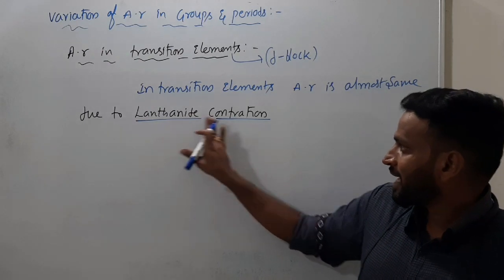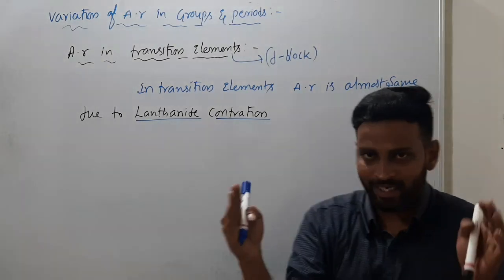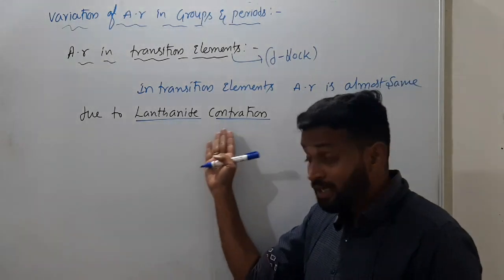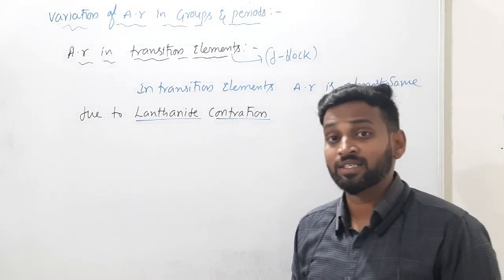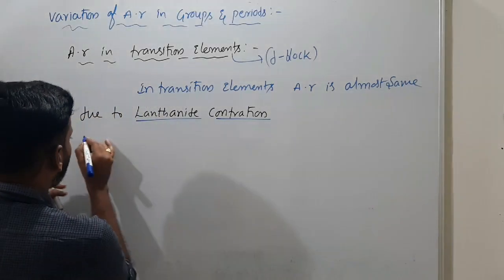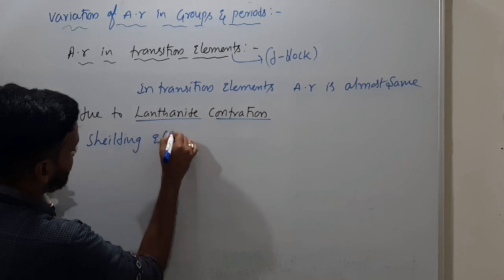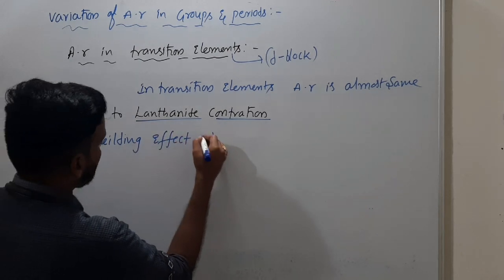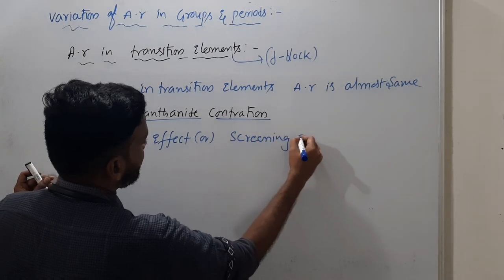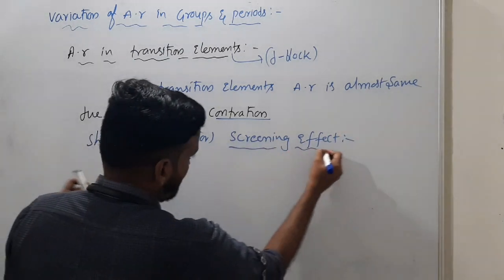To understand this lanthanide contraction, you must know a few things, like contraction. Contraction means what? Decreasing size. And to understand lanthanide contraction, you must understand one more thing, that is the shielding effect or screening effect. What is that? You have to understand these things first.